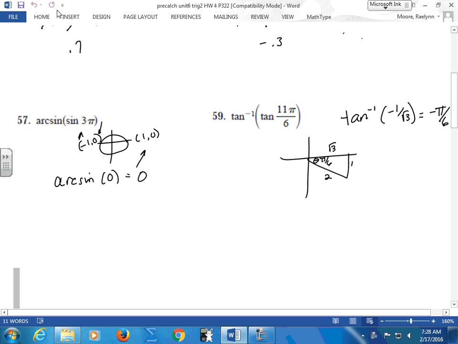So again, start at the right-hand side. This is not a restricted angle. Pi, 11 pi over 6. Come all the way around, and it ends up in quadrant 4. Label this. This is your special triangle.